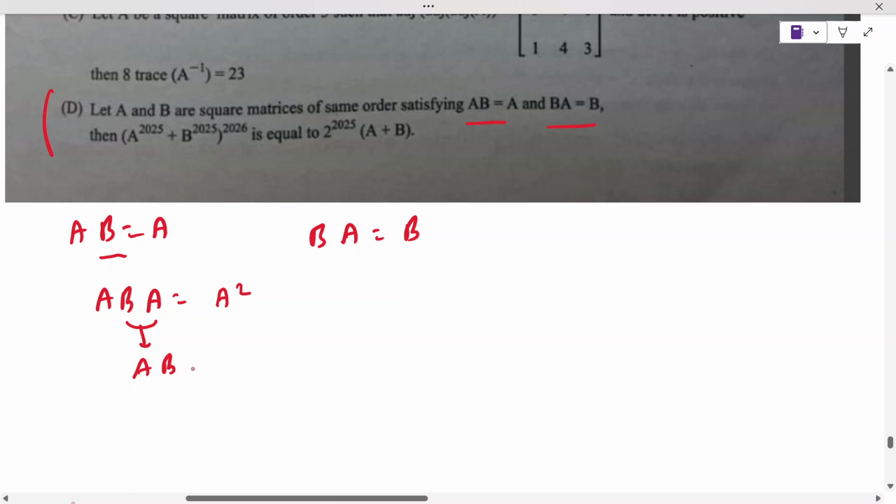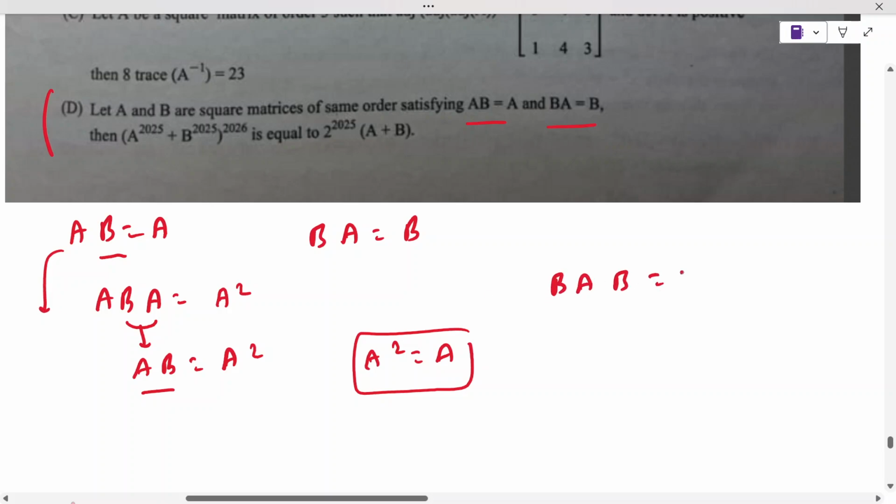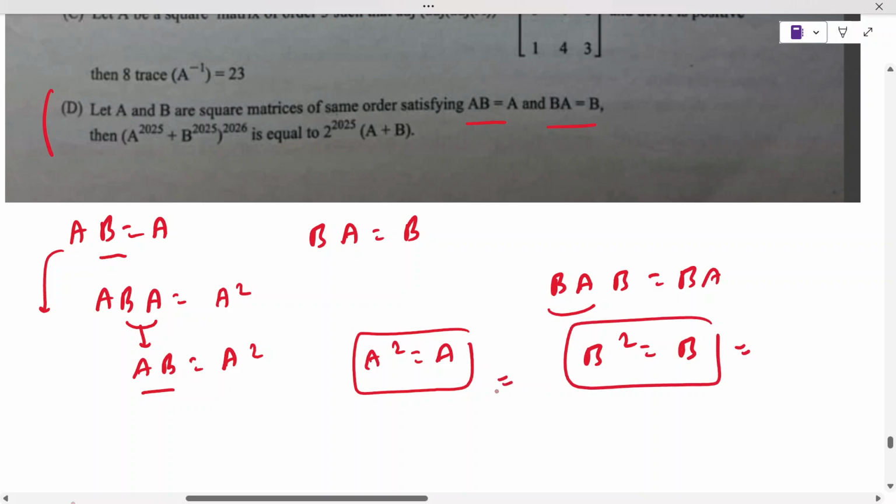BA is B. A(BA) equals A², and AB is A, so A² equals A. Now just multiply with B on that side. So BAB is equal to B(AB), and AB is A, so BA is again B. So B² equals B. Fine. So A² is A and B² is B.